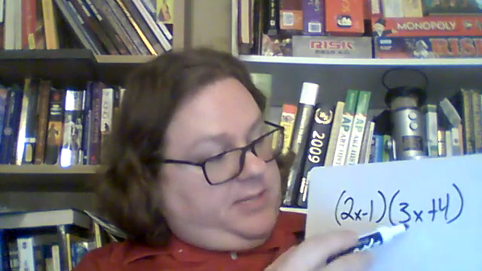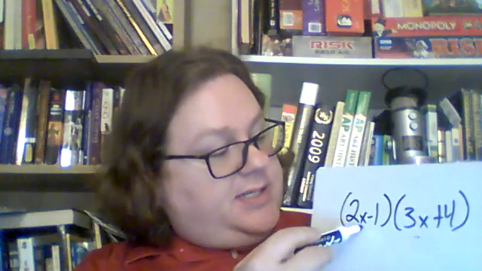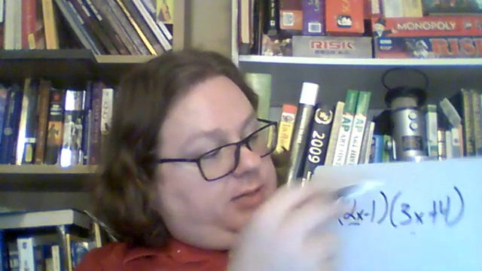Okay. 2x times 3x. First, we're going to do 2x. We're going to distribute it into here for 3x. So 2x times 3x gives me 6x squared. Then we're going to multiply this term by this term, 2x times 4. And that gives me 8x.